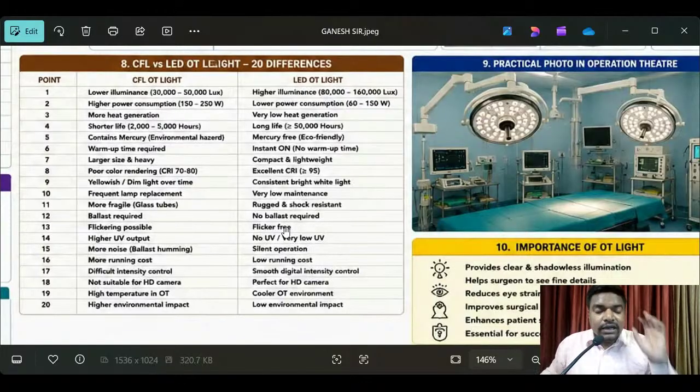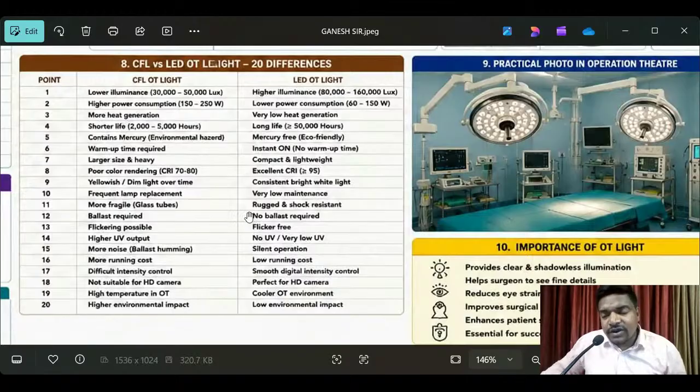If the OT light is very old, a minimum of 10 years is very, very important. If more than 10 years, you have to recommend BER, for condemnation purposes, as a biomedical engineer, very, very important, because nowadays updated LED technology is available. The price is very high, but maintenance is low, and there is no need to repair it many times. Okay, so that is the great achievement, and we have to give that type of instruction to the management, and definitely they will come to know, right?